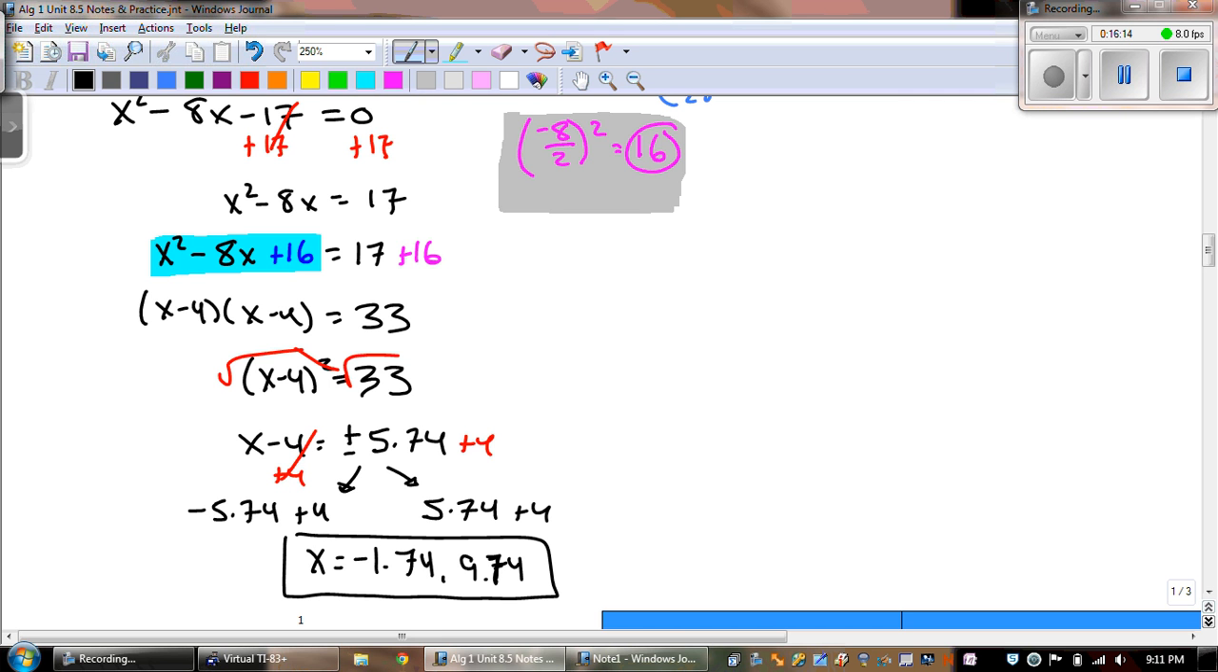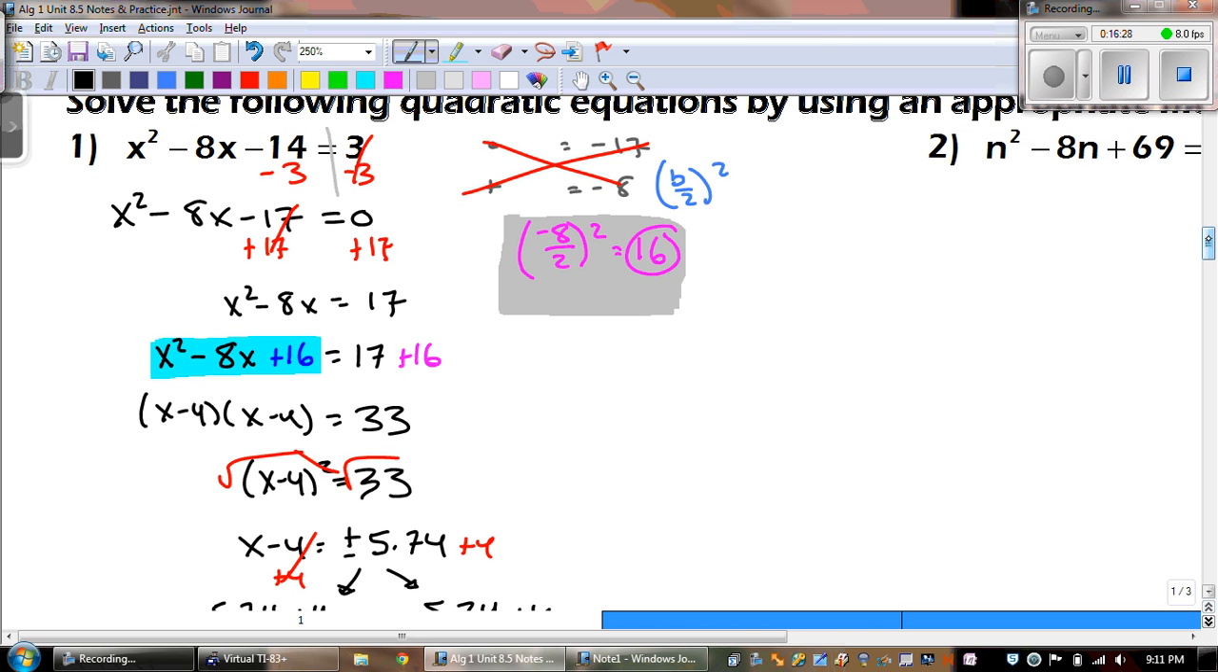Are you guys starting to get a hang of it? I know there are a lot more steps to this, and if you're like, oh, it's too hard, well, there is another way to solve. This is the third way. And the fourth way we're going to learn next week. Okay?